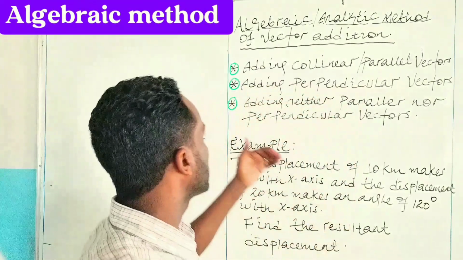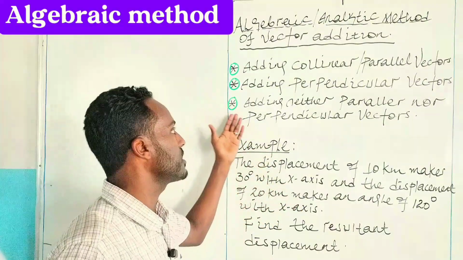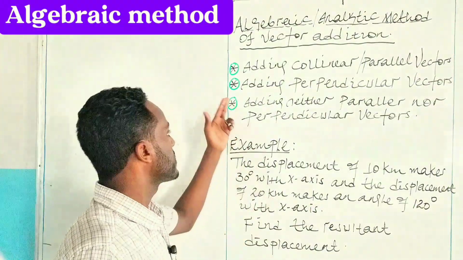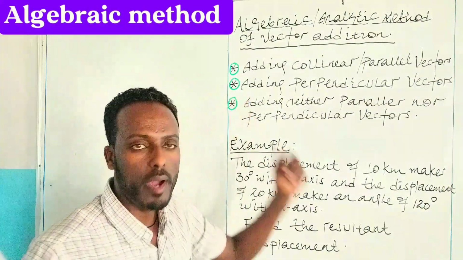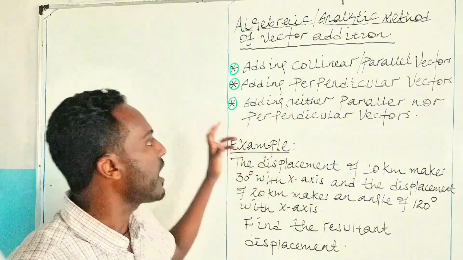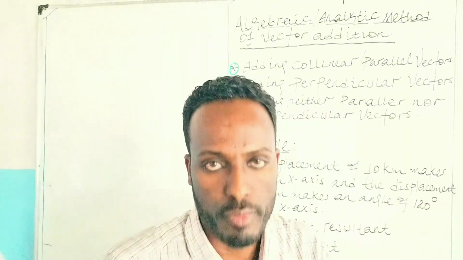Under this method, we have three cases. The first case is adding collinear or parallel vectors. The second case is adding or combining perpendicular vectors. And the third case is adding vectors that are neither parallel nor perpendicular.